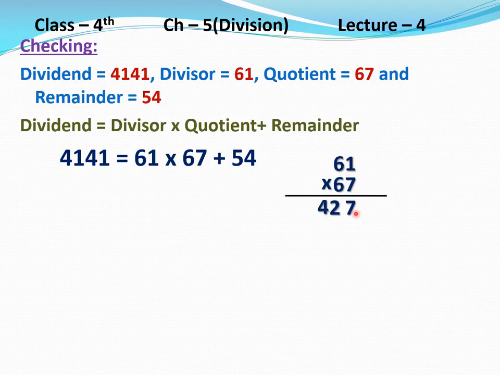7 ones are 7, write 7 here. 7 sixes are 42, write 42 here. Now put one cross here. Now multiply 61 multiply 6. 6 ones are 6, write 6 here. 6 sixes are 36, write 36 here.